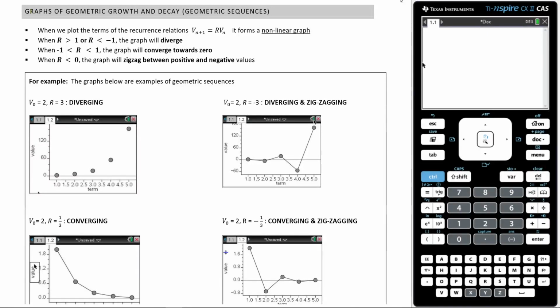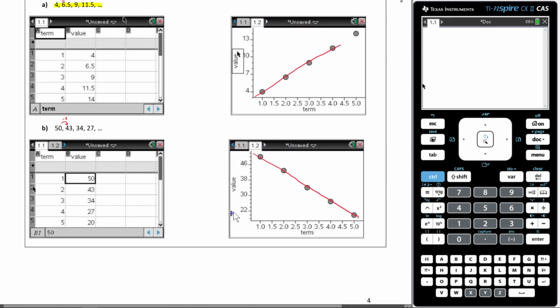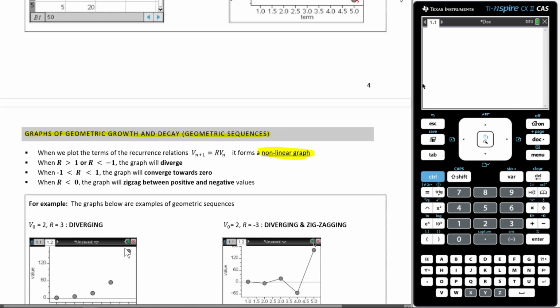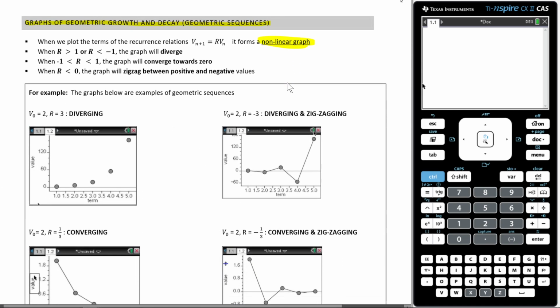Okay, now we're going to be looking at graphs of geometric growth and decay. These are geometric sequences. When we plot the terms of the recursion relation, it forms a non-linear graph. To compare, when we were dealing with linear or arithmetic sequences, we got a linear graph. When you're dealing with geometric sequences, you're going to get a non-linear graph.